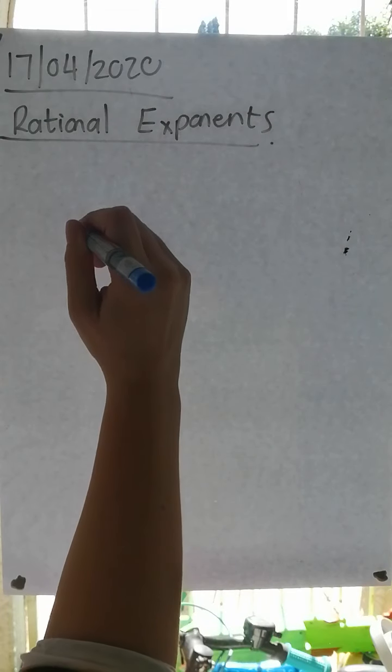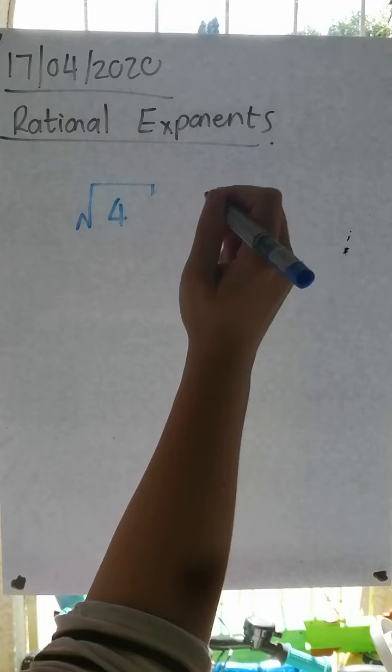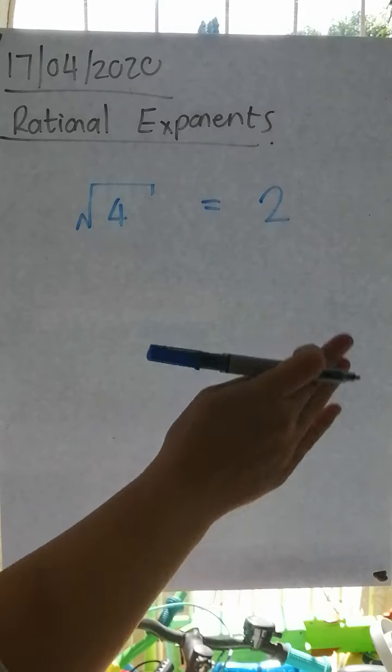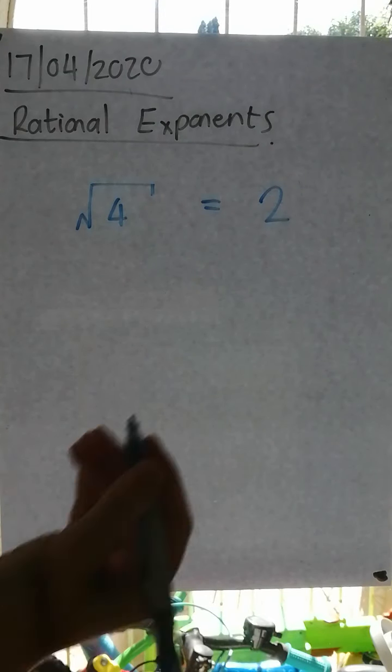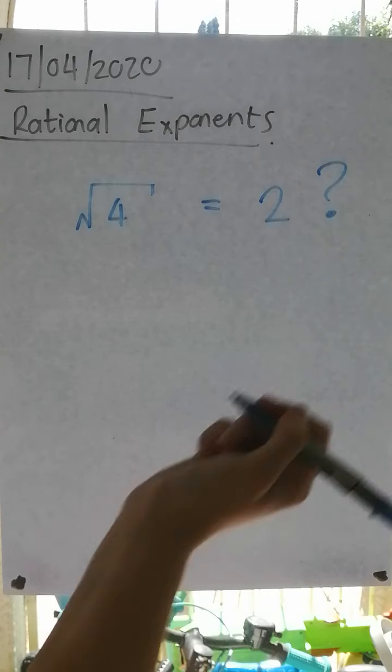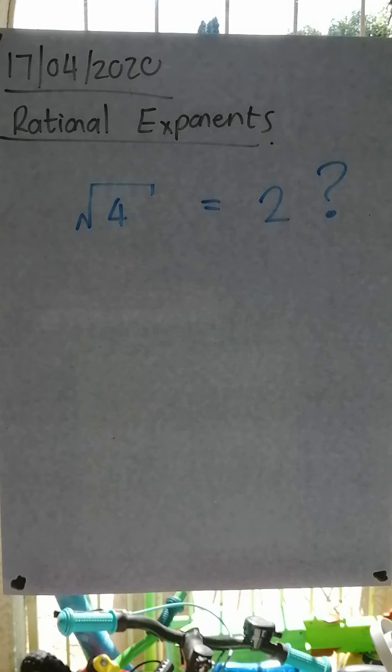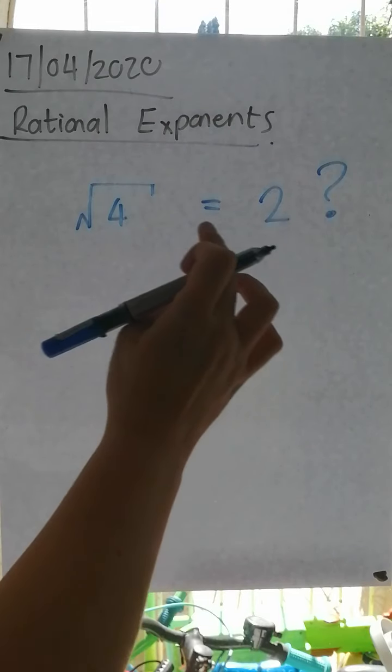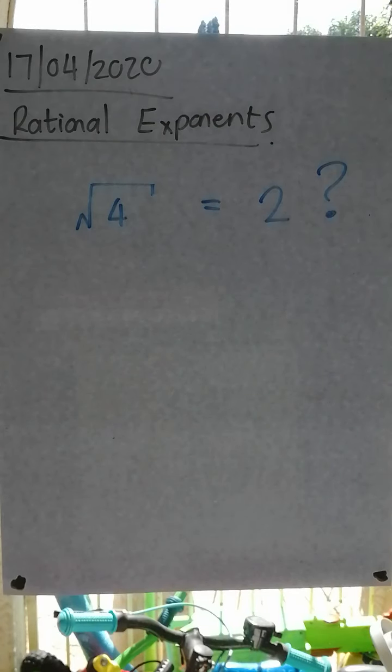Okay, the square root of 4. You can already tell me the answer: the square root of 4 is 2, right? But why is the answer 2? Yes, because 2 times 2 is 4. But if I was using exponents, why would the square root of 4 be equal to 2?